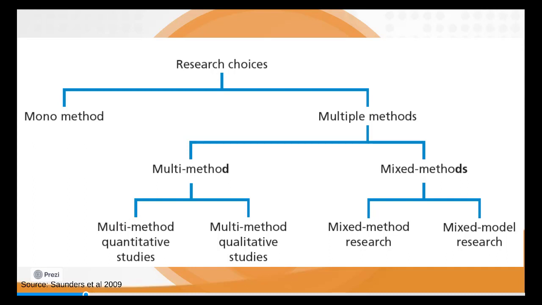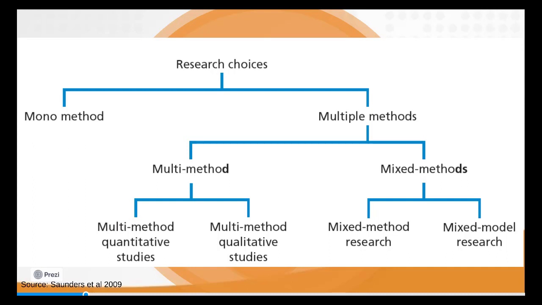In other words, you use multiple methods, but you don't cross the line between qualitative and quantitative. So you don't mix methods. Mixed methods refer to crossing that line between qualitative and quantitative. Then you get mixed method research where you combine quantitative and qualitative methods in one design. And there are also two types here.